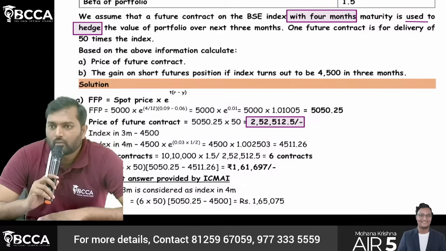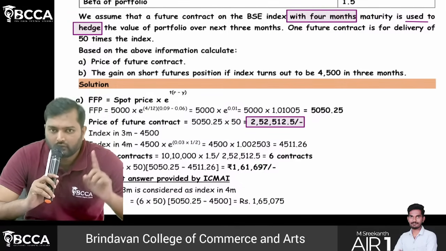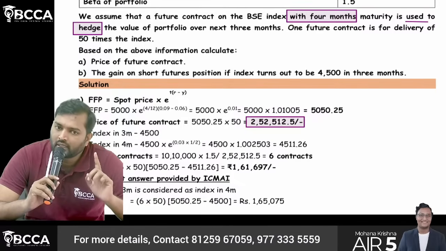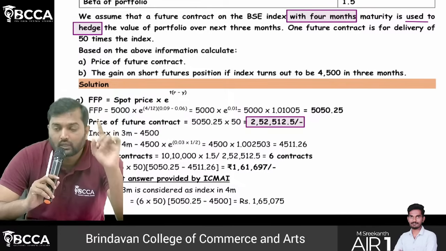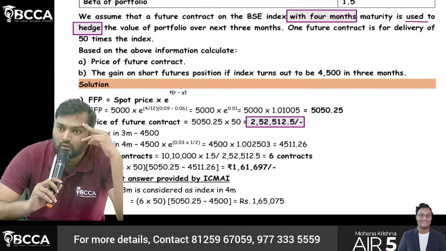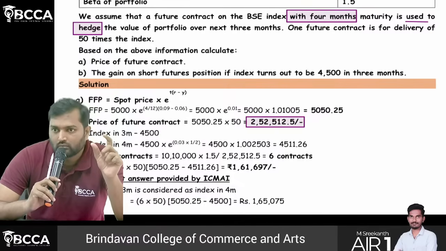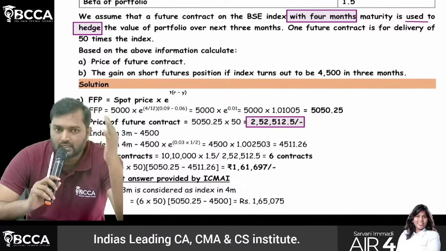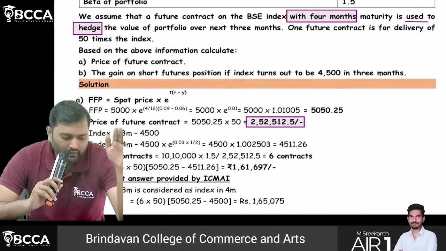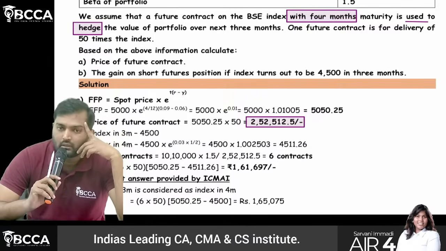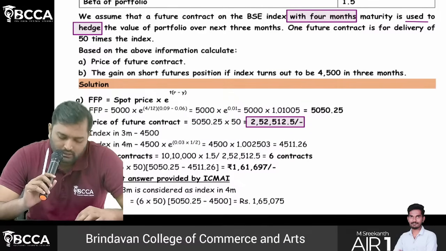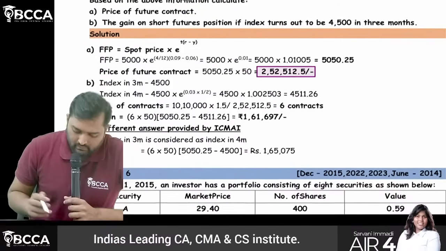You should know the meaning and the formula. Number of contracts to be sold or bought is equal to portfolio value into beta divided by value of one index futures contract. That is for complete hedging. Sometimes they will not ask for complete hedging. They will ask you to reduce the beta from 0.8 to 0.6. That means we need hedging only for 0.2. So in that case, what is the formula? Portfolio value into existing beta minus target beta, divided by value of one index contract. Here our target beta is 0, so that's why we are taking portfolio value into existing beta. Clear? So how many contracts? 6 contracts. So go through this ICMAI answer.